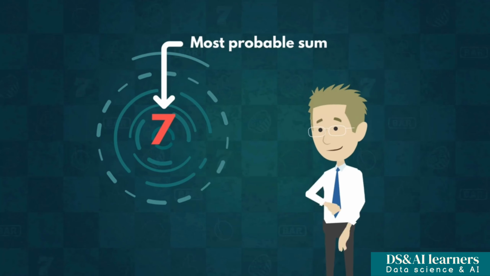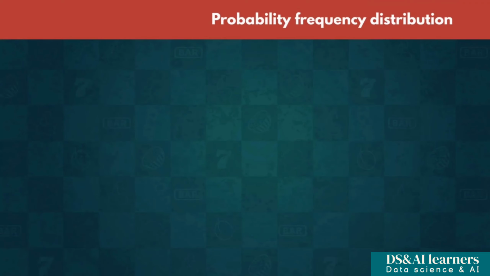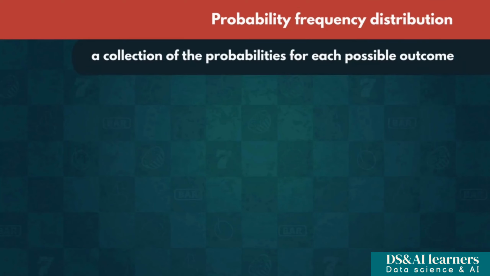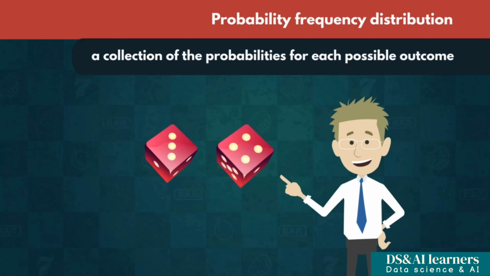What we can do is to create a probability frequency distribution. Simply put, a probability frequency distribution is a collection of the probabilities for each possible outcome. That's how I know that 7 was the most probable sum of 2 dice. Usually, it is expressed with a graph or a table.